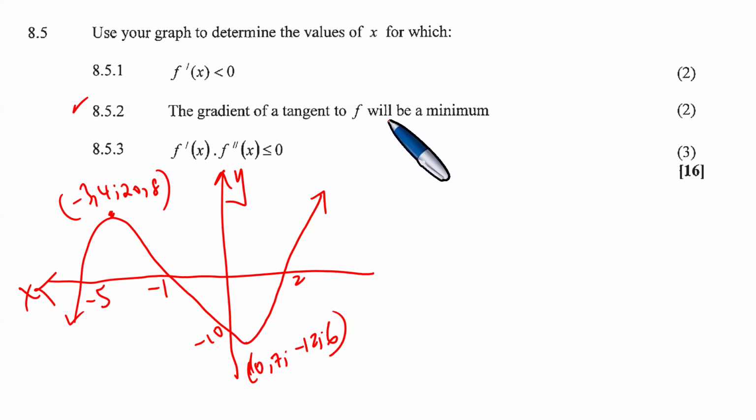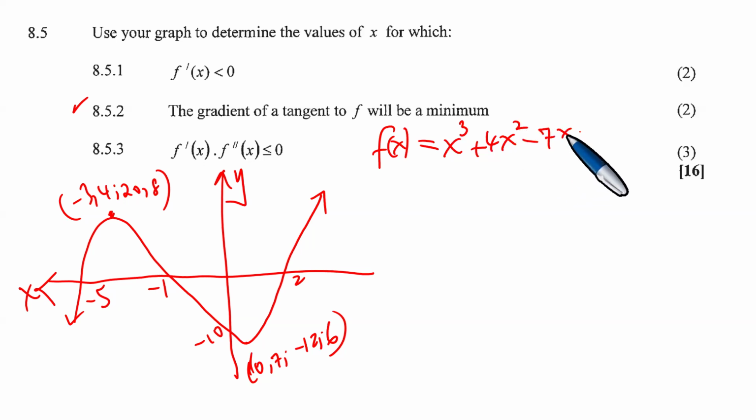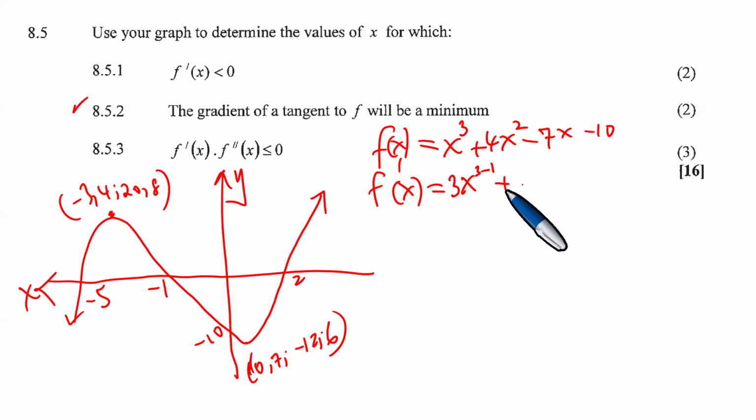So looking at that particular question, 8.5.2, the gradient of a tangent to f will be a minimum. Let us look at this very carefully. The original function is f of x equals x cubed plus 4x squared minus 7x minus 10. Let's find the first derivative. Using the power rule, bring down 3 and subtract 1 from the power. For 4x squared, bring down 2 and subtract 1. For 7x, the power of x is 1, so bring down 1, then subtract 1. The derivative of a constant, a number with no x, is naught.